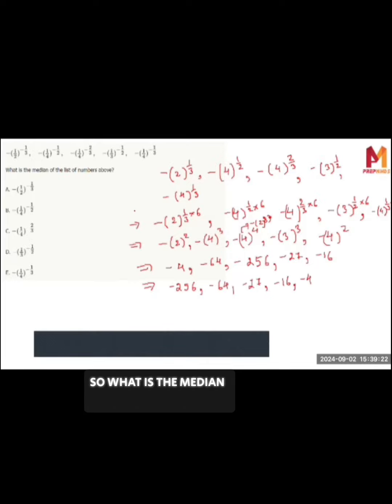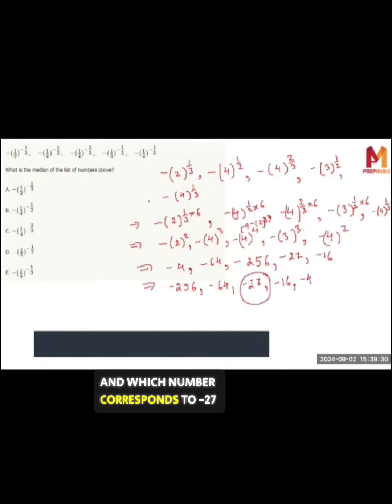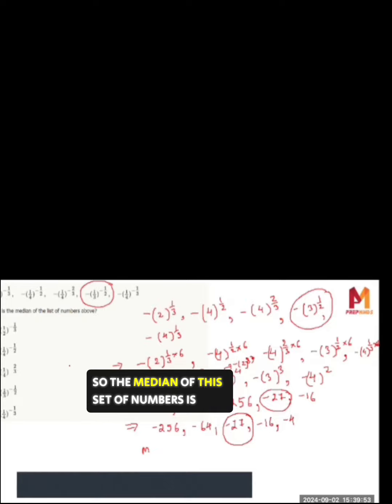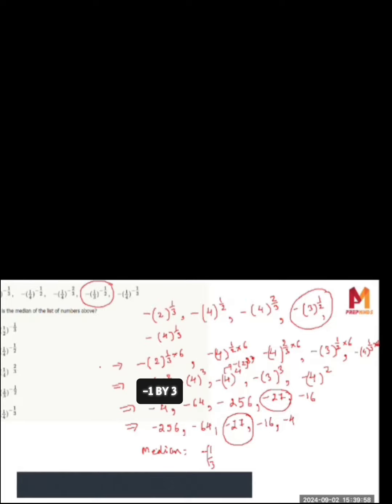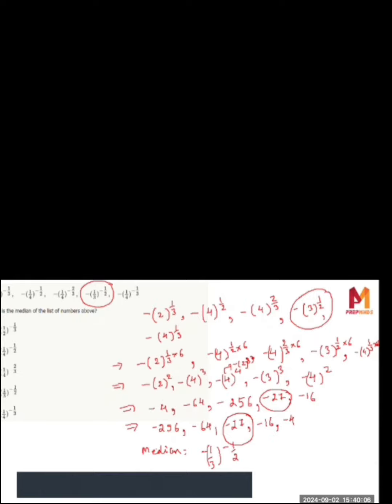So what is the median we can observe here? Median is minus 27. And which number corresponds to minus 27? The median of this set of numbers is minus 1 by 3, inside the parenthesis, power of minus 1 by 2. So that's the answer to the question. Now, hope this is clear.